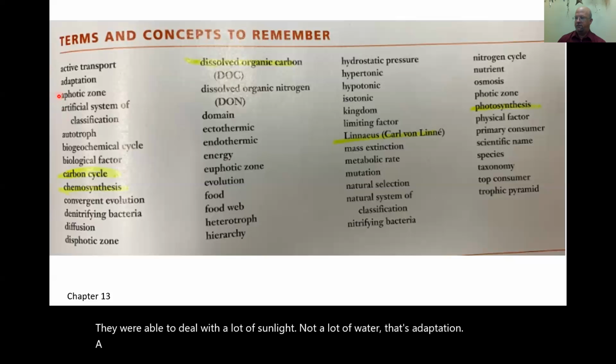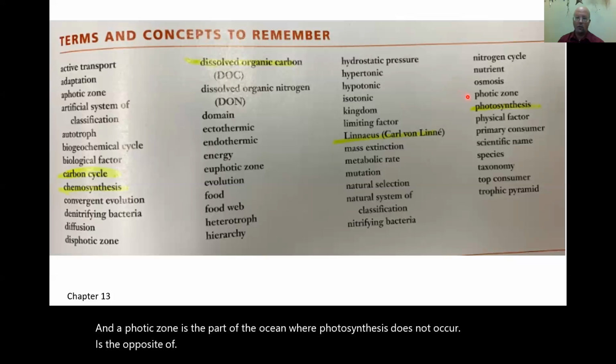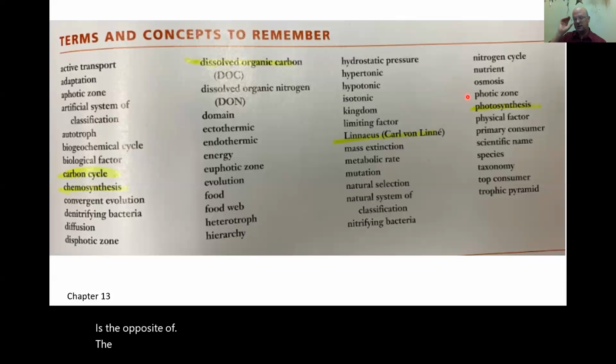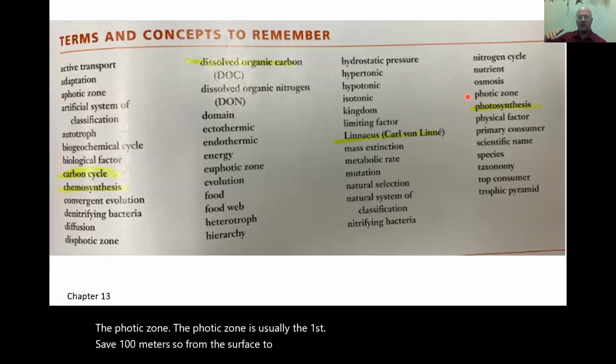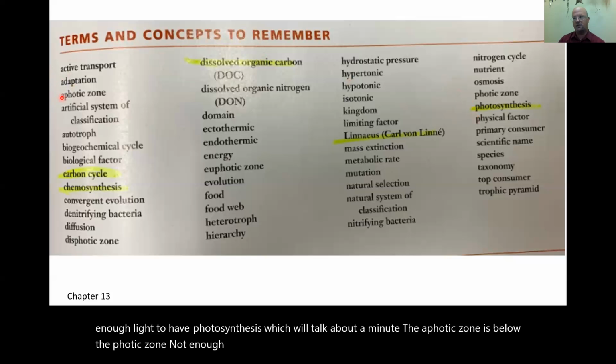Aphotic zone. An aphotic zone is the part of the ocean where photosynthesis does not occur. It's the opposite of the photic zone. The photic zone is usually the first, say 100 meters. So from the surface to about 100 meters depth, that's where you have enough light to have photosynthesis, which we'll talk about in a minute. The aphotic zone is below the photic zone. Not enough light occurs for photosynthesis.